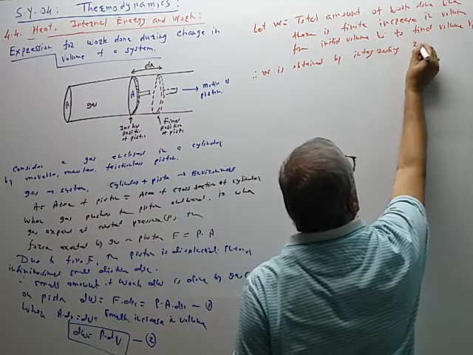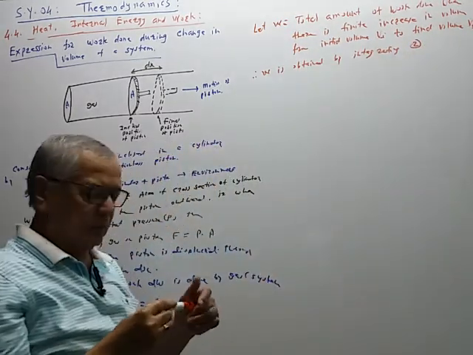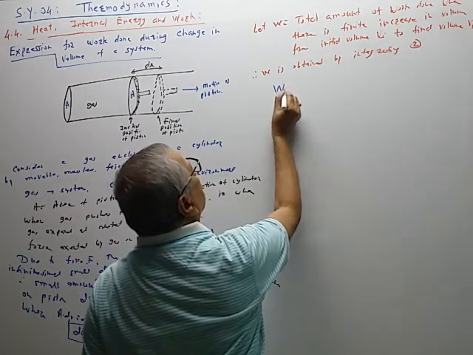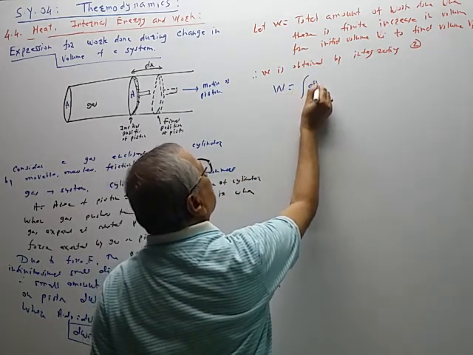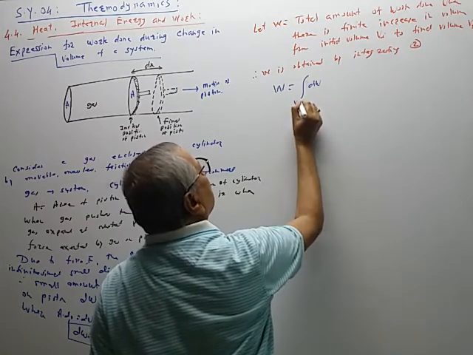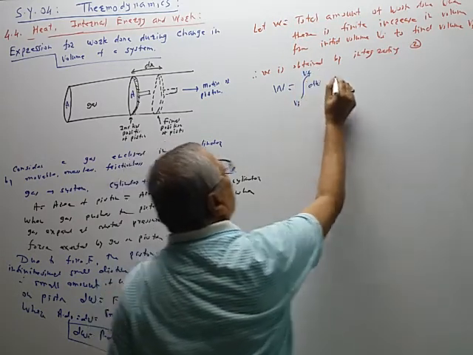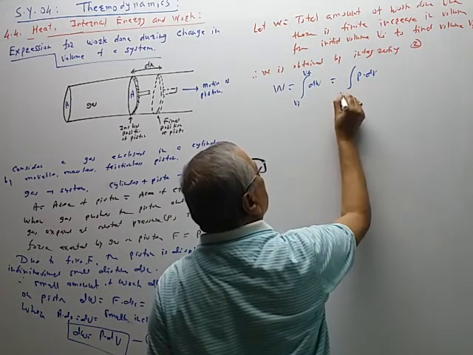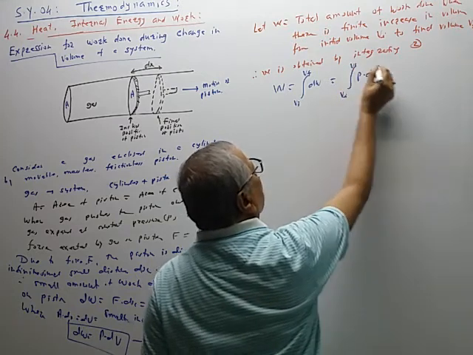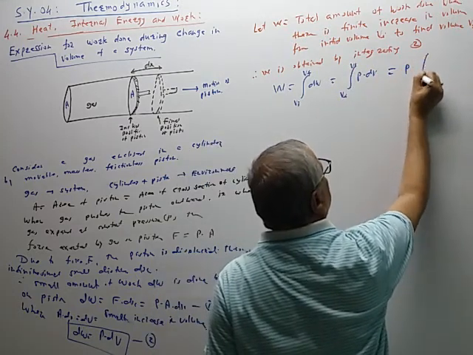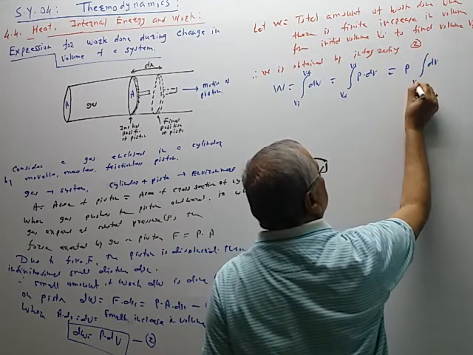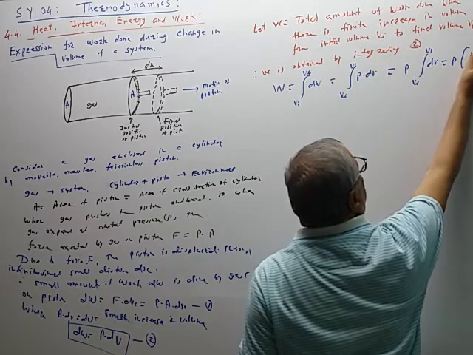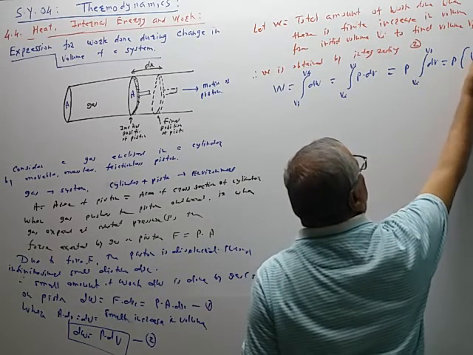This equation, and therefore W is given by integration of dW from lower limit Vi to upper limit Vf. So this is equal to integration of PdV from Vi to Vf. Pressure is constant, so it is taken outside the integration of dV from Vi to Vf. So this is equal to P into the integration of dV, where the lower limit is Vi and the upper limit is Vf.